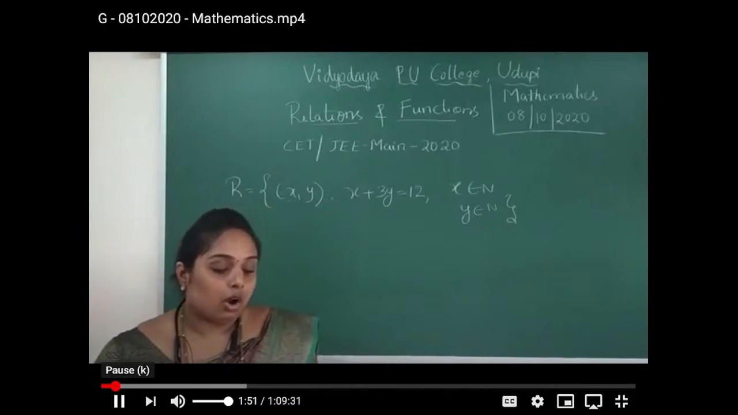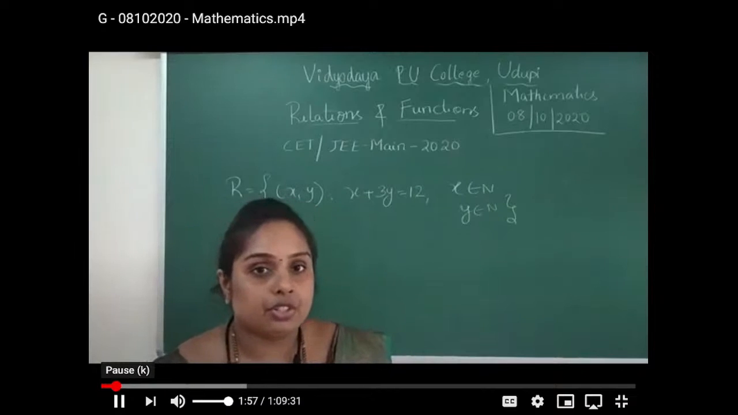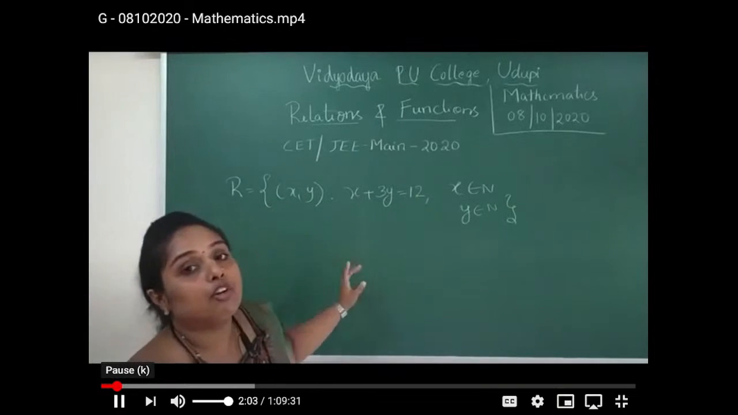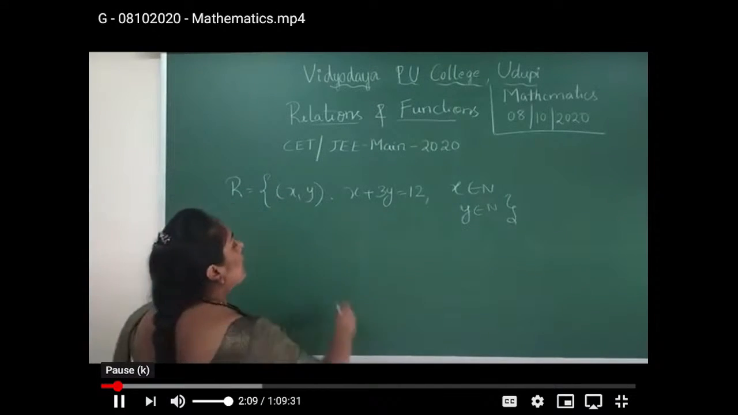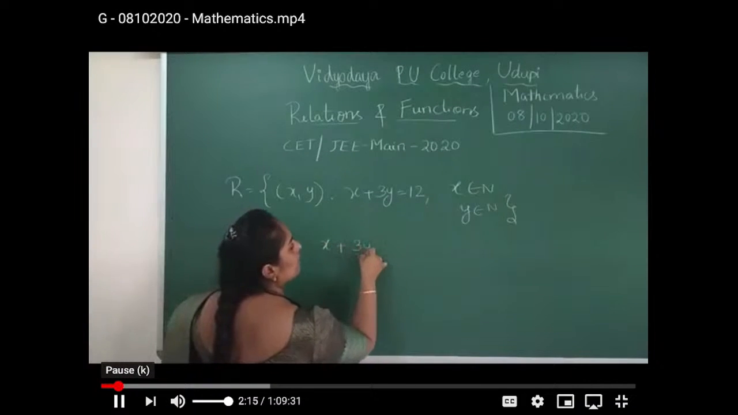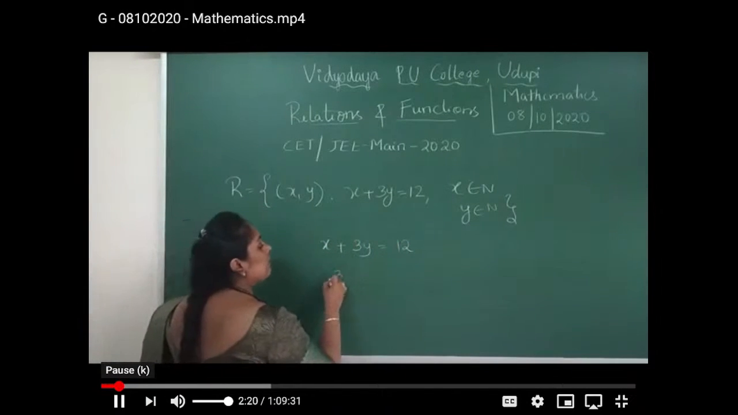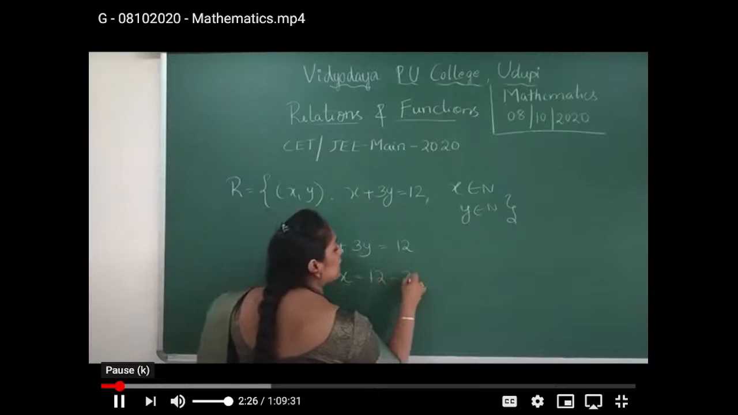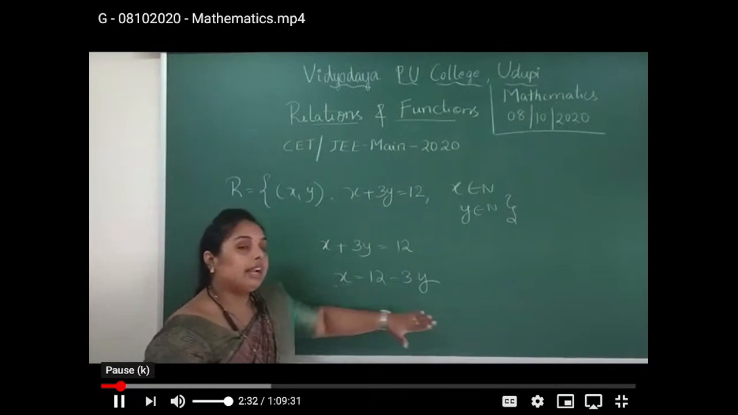In all the options, you can find 1, 2, 3 in the place of range. So let us rewrite the equation in such a way that we can substitute the values of y as 1, 2, 3. The equation is x plus 3y is equal to 12, so I can write it as x equal to 12 minus 3y.